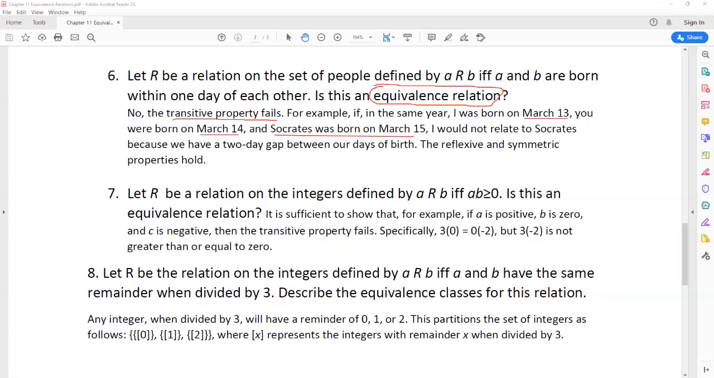So the reflexive and symmetric properties would hold, because obviously I am born within a day of myself. That takes care of the reflexive property. And of course, if I am born within 1 day of you, then you are born within 1 day of me, so that takes care of the symmetric property. So the issue there is with the transitive property.